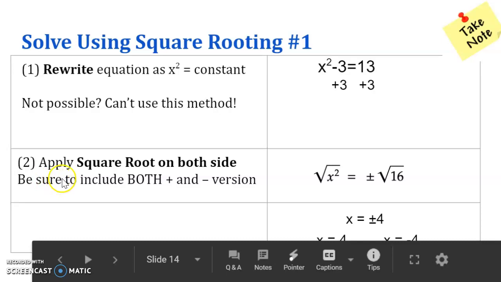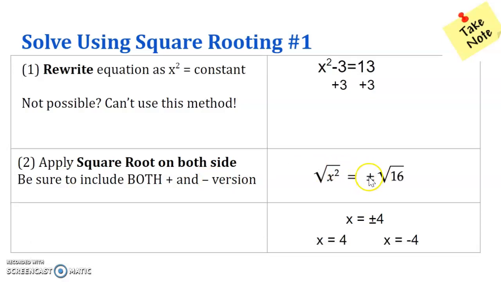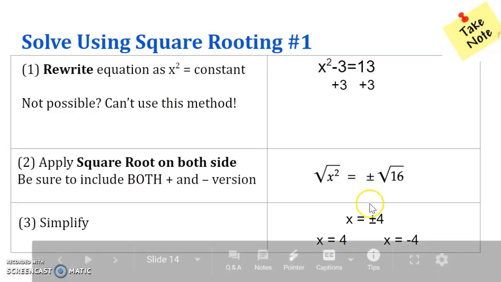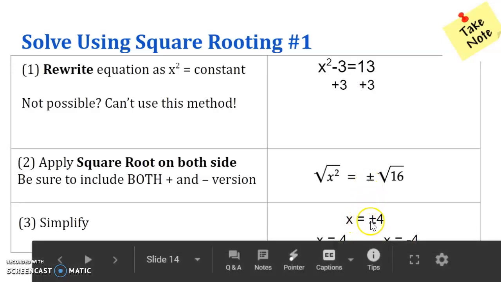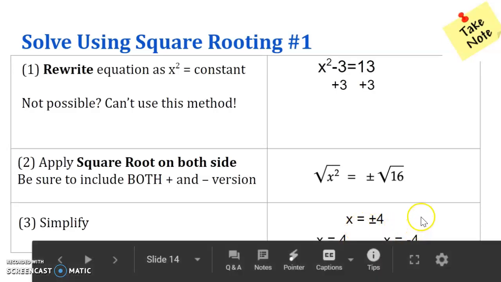If x squared is equal to some positive number, then you can use this method. Then you apply the square root on both sides. Make sure to include both the plus and minus version by adding plus and minus when you take the square root of both sides, and then you simplify. Okay, so x is equal to plus or minus 4, or x is equal to 4, or x is equal to negative 4.